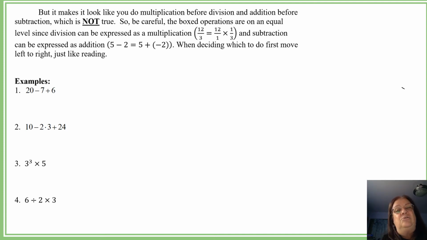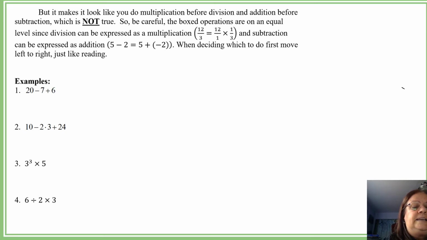true. They're actually basically at the same level. So be careful. The boxed operations are on equal level, since division can be expressed as a multiplication and subtraction can be expressed as an addition. Okay, just remember, you're always going to read it left to right. If they're all at the same level, like all pluses and minuses, then it's just left to right.